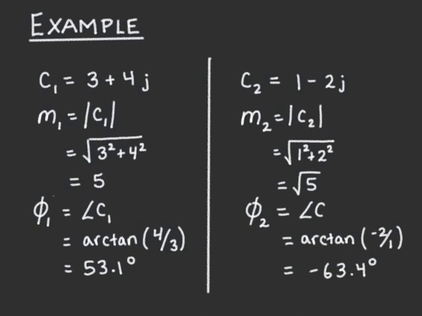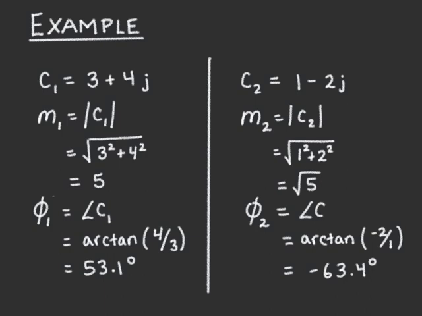Let's do a quick example to illustrate the product rule. So we have two complex numbers, C1 and C2. C1 is 3 plus 4j, and C2 is 1 minus 2j. C1 is in the first quadrant, and C2 is in the fourth quadrant. We'll find the magnitudes of these two complex numbers. So m1 is 5 and m2 is square root of 5.